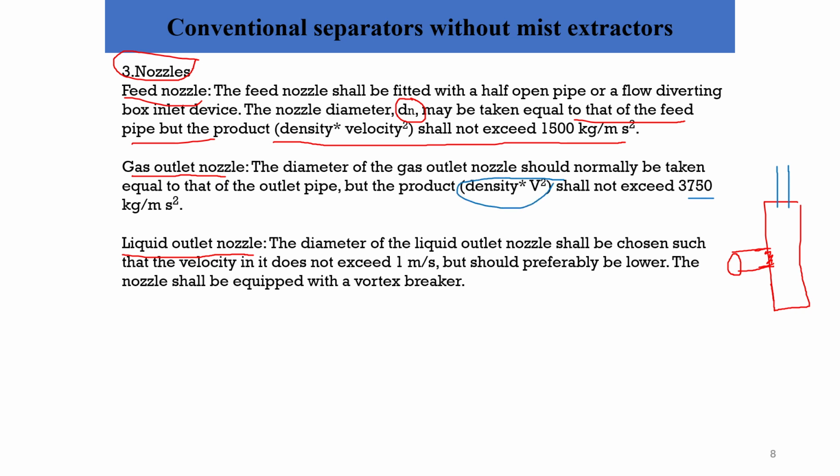And for the last one, which is the liquid nozzle, which is normally at the bottom section, could be here, for example. This is the liquid one. It could also be chosen in a way that gives you a velocity of 1 meter per second, for example, or lower than this.